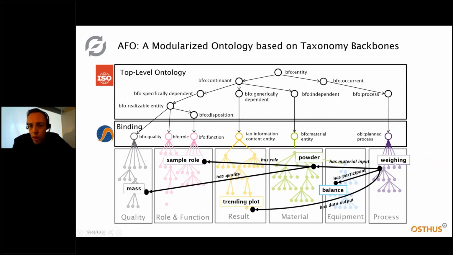We have an instance of weighing. We weigh some powder, and the powder has the role of sample role. We want to weigh the mass of the powder, and the instrument that we take for the weighing is a certain balance. The outcome of the weighment is that we, for example, have some measured weight value, and we produce a trending plot, for example. So we can connect the terms here, we type them with the ontologies, and we can describe very precise context. That's the power of the ontologies and the resulting graph structure that we have.